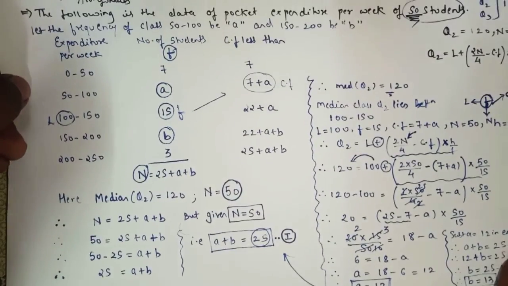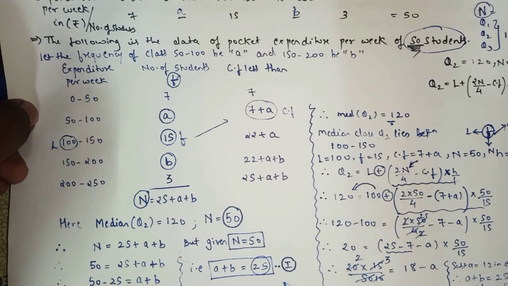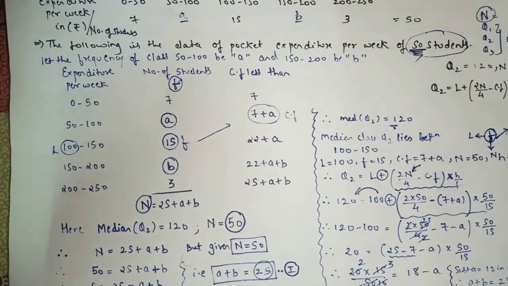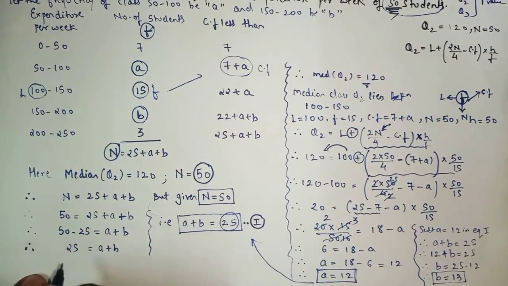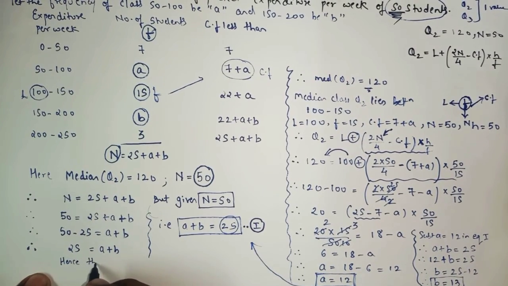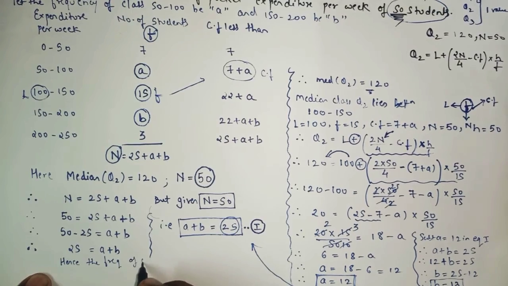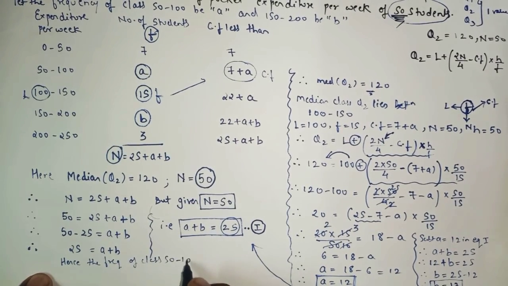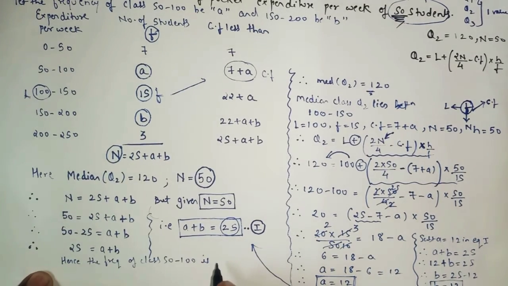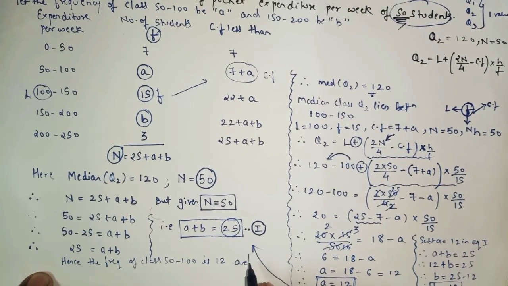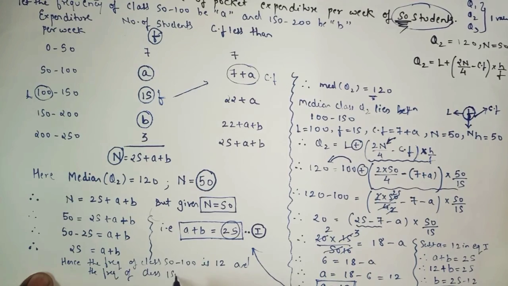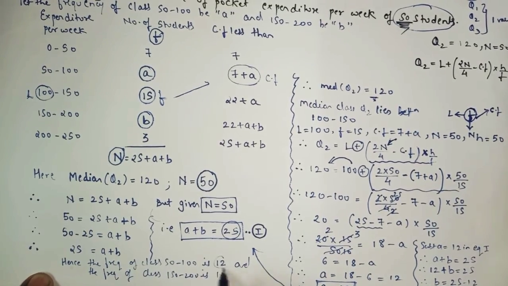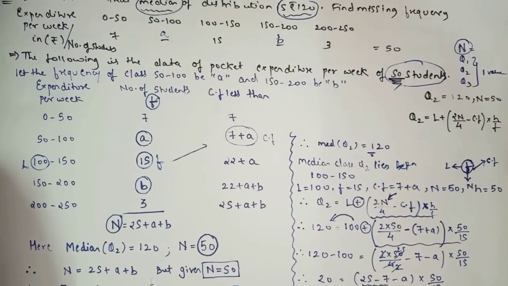Understood? Okay, so in the last step, in the conclusion, you can write: hence the frequency of class 50 to 100 is 12, and the frequency of class 150 to 200 is 13. So in this way you can present your sum in the exam.